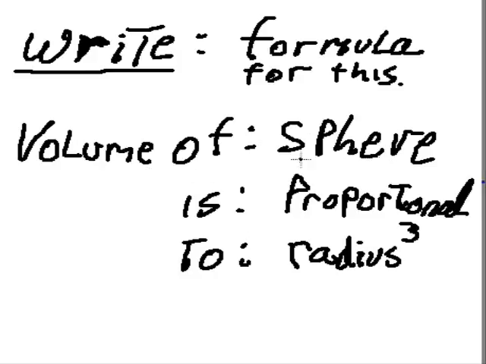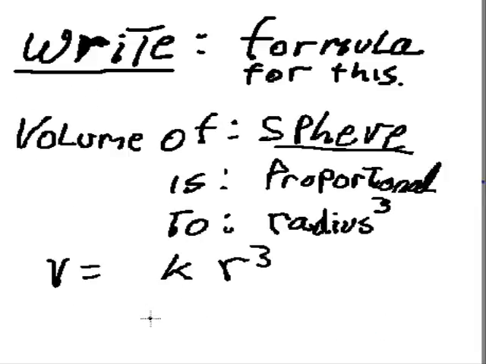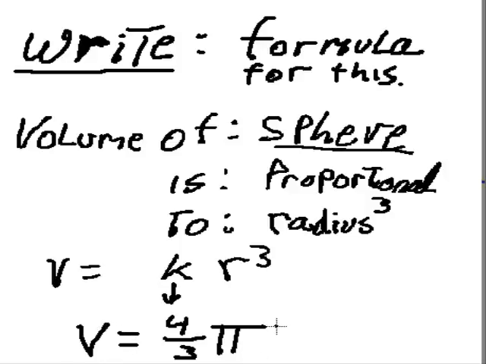So write a formula for this. The volume of a sphere is proportional to something. So there'll be a constant here. Proportional to the radius cubed. So the constant is k. Now you may already know this, but I happen to know that k is 4/3 pi. So volume is equal to 4/3 pi r cubed. That is the k, the actual k.